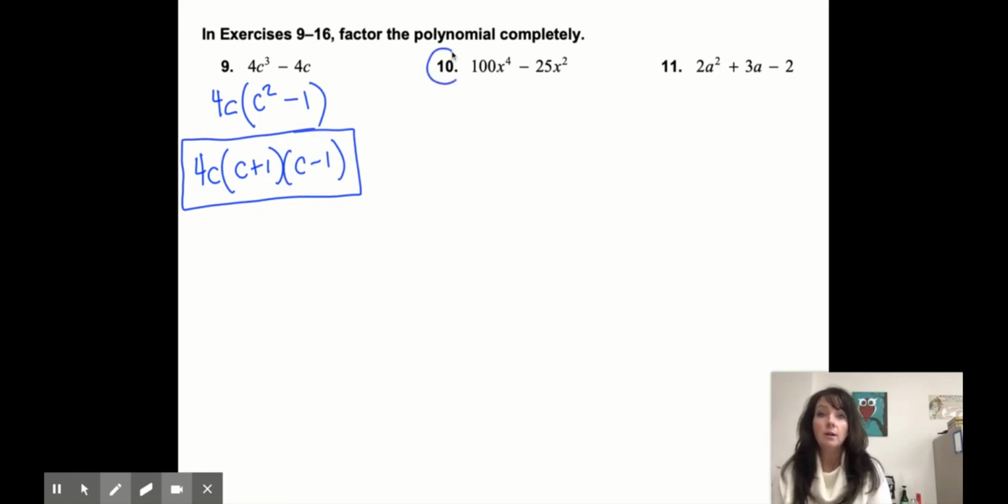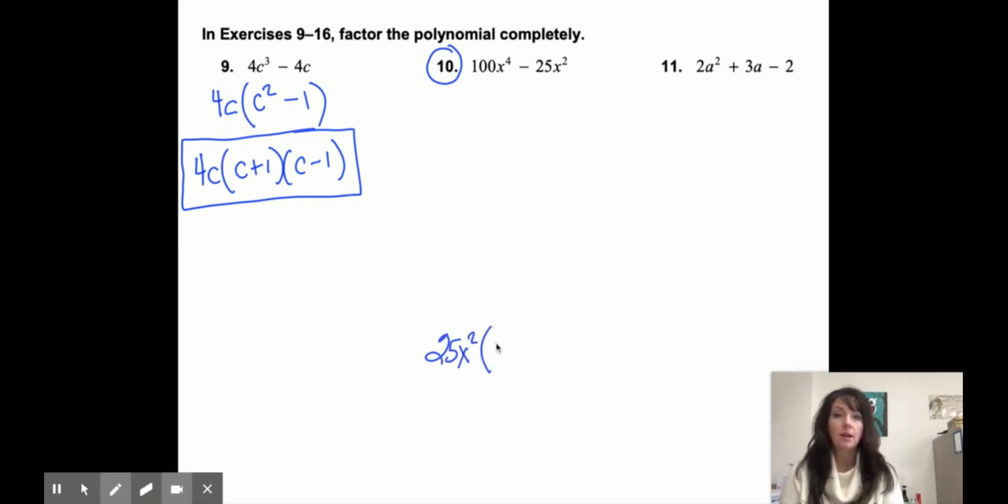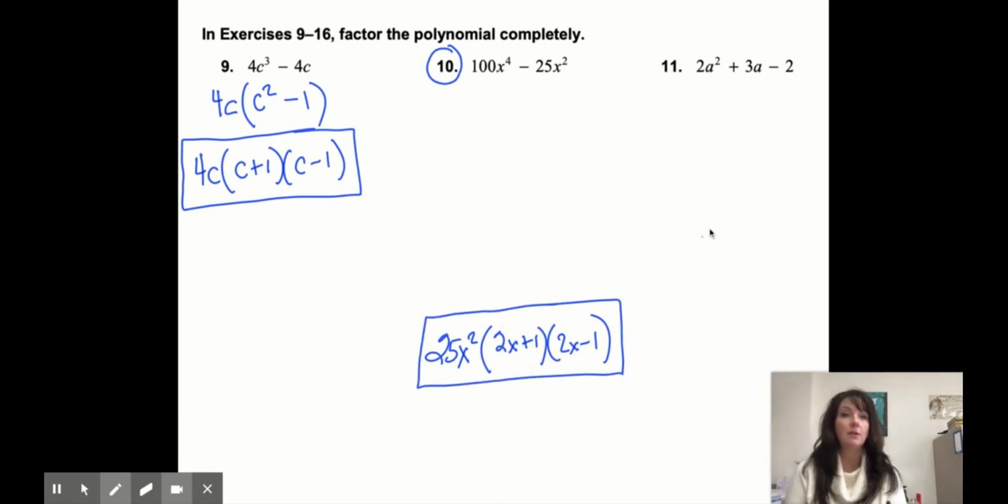So why don't you try number 10, pause the video, try number 10. When you're done, looks like you have 25 x squared, and then you had a difference of 2 squares, so 2x plus 1, 2x minus 1. I'm just giving you the answer so that you can double check your notes and know that you got it right while you're waiting to get it graded.